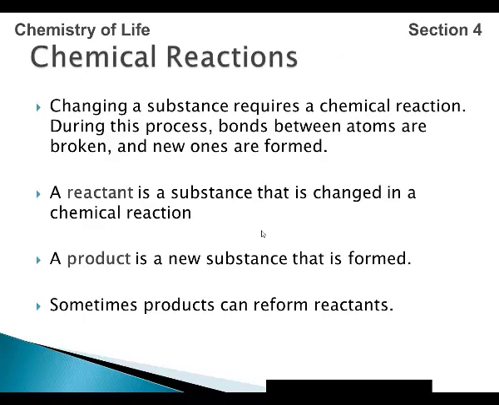So in order to change a substance, we have to have a chemical reaction. A chemical reaction involves breaking the bonds between atoms and then rearranging those atoms. In a reaction, we have reactants. Those are the substances that are added to a reaction. They're the substances that are changed. A product is the new substance that forms as a result of the reaction. And then on occasion, products can reform reactants. So we would reverse the reaction, and we would end up recreating the reactants out of the product.